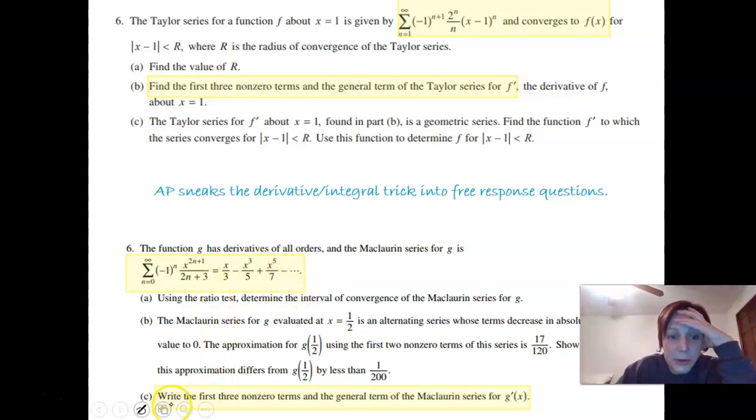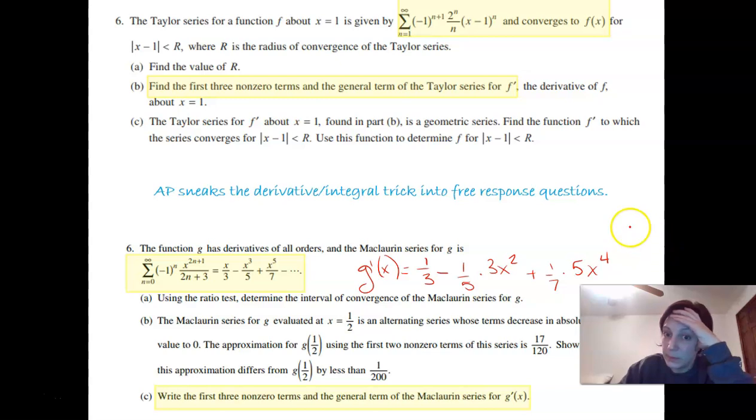And then down here in part C, they say write the first 3 non-zero terms and general term for the series of g prime. So again, if this is g, which they gave you, then g prime is going to be, this is 1/3 x, so it's just going to be 1/3, minus, you have a 1/5, and then a 3x squared, and a 5x to the 4th. Now, they want the general term, so you're going to have to figure out how to write a rule for this. But it's actually pretty straightforward.